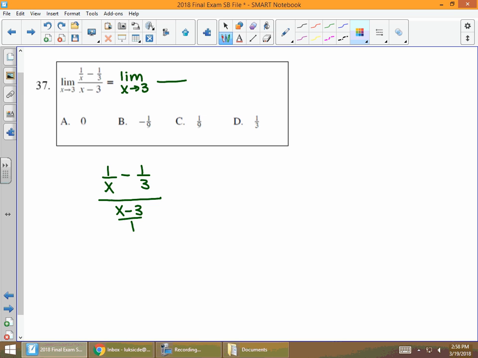So in my numerator of this complex fraction, I need a common denominator. So I'm going to multiply each fraction by the other denominator. So my first fraction here, 1 over x, I'm going to multiply by 3 over 3. My second fraction, I'm going to multiply by x over x. My denominator is not going to change. My numerator is, I have 3 minus x over 3x. Lovely.